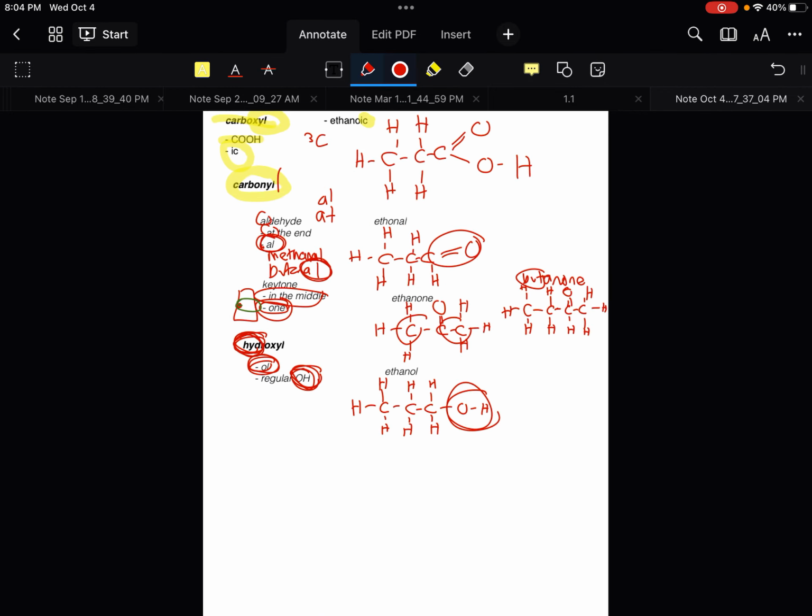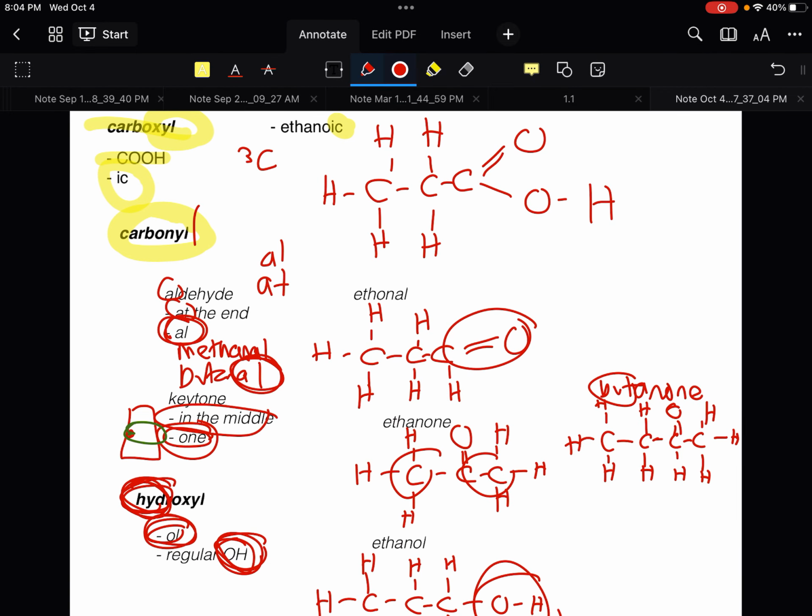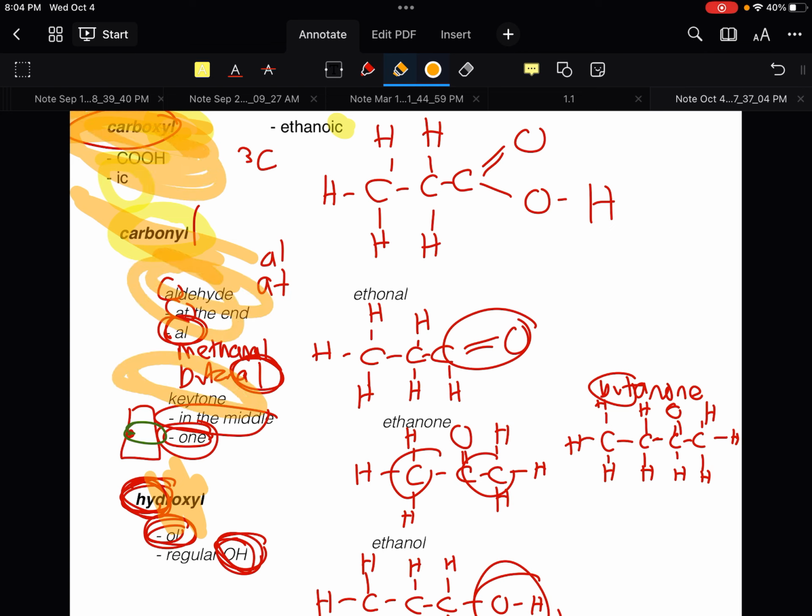All right, so that's it for you guys today. It's just carboxyl, carbonyl groups, and then hydroxyl groups. There's 3 right there, but in total there's 4. There's a carboxyl group, there's an aldehyde, there's a ketone, and hydroxyl.